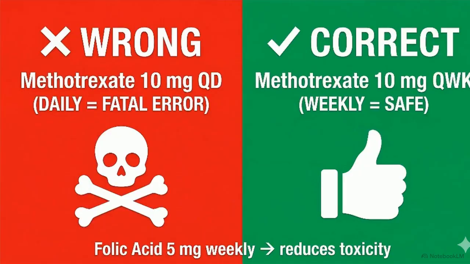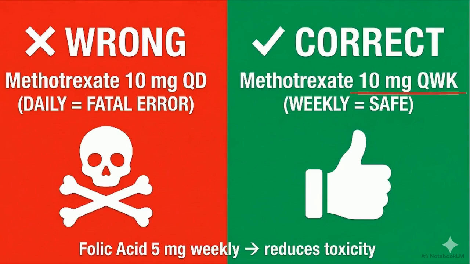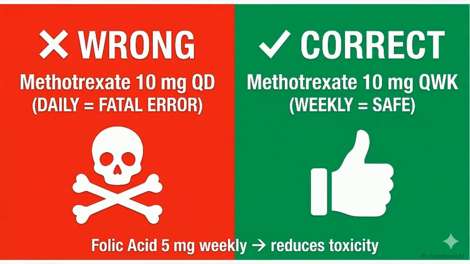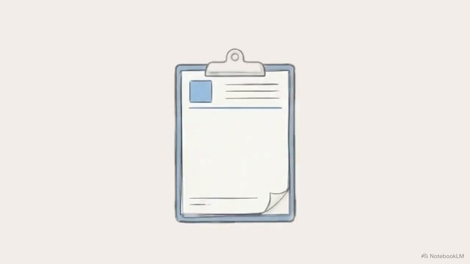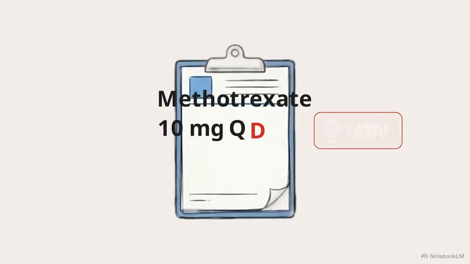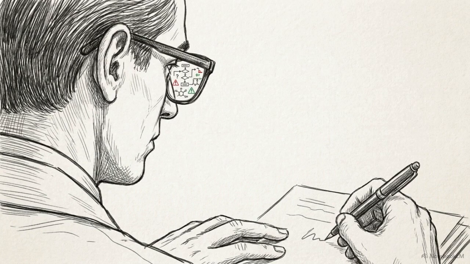Let's examine frequency errors. This graphic shows a severe error, methotrexate prescribed QD, or daily. For rheumatoid arthritis, it must be dosed strictly once a week. We verify clinical intent by checking other meds. The bottom text shows weekly folic acid, given to reduce toxicity. A single clerical slip, typing D instead of WK, turns a standard treatment into a fatal poison. A systematic review process catches these precise points of failure.